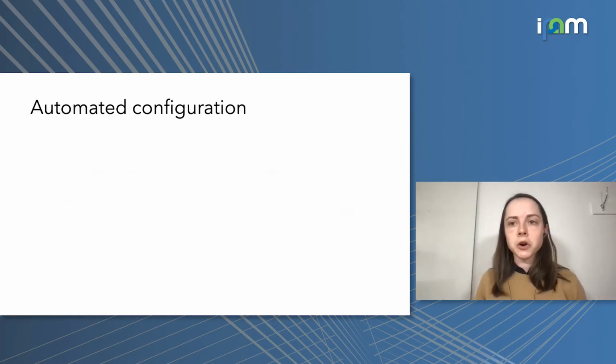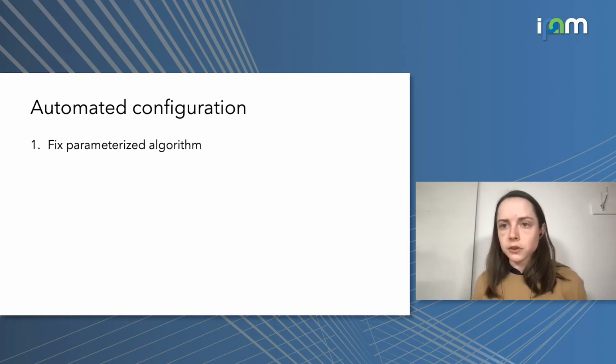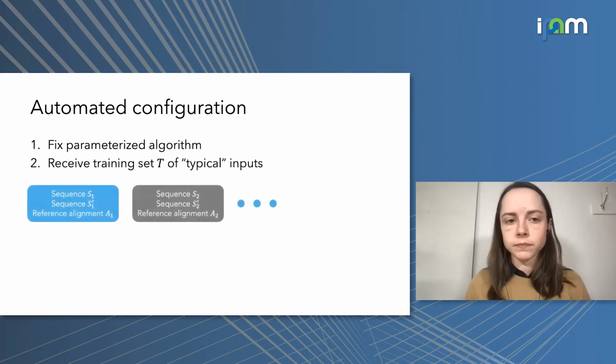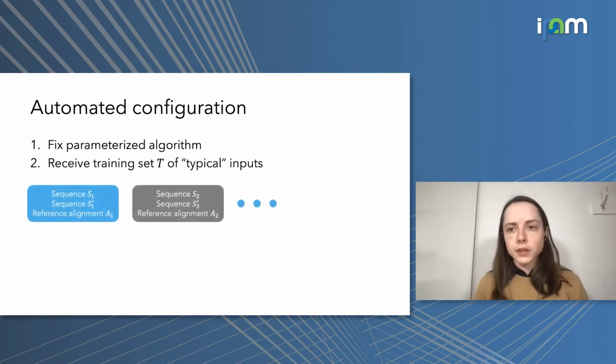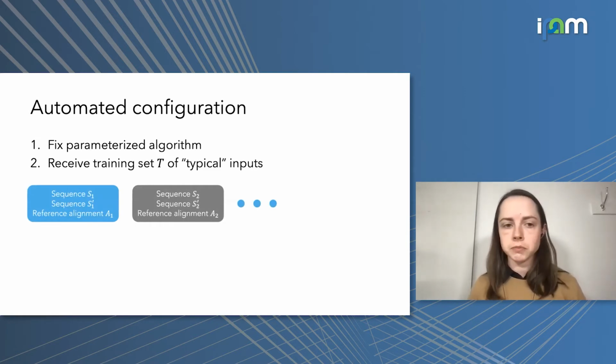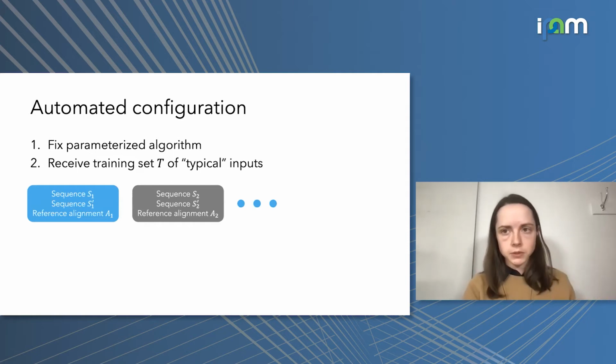So how might we hope to tune these algorithms' parameters using machine learning? Well, first we would fix some parameterized algorithm, like the sequence alignment algorithm from the previous slide. Then we'd receive a training set of typical problem instances from a particular application domain. So in the sequence alignment example, each problem instance in our training set is a pair of sequences together with its ground truth alignment.